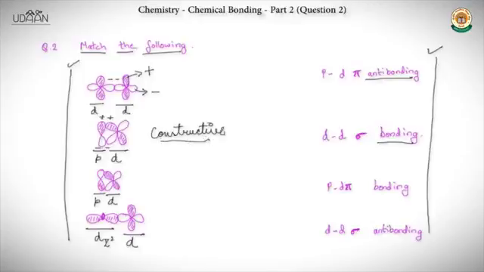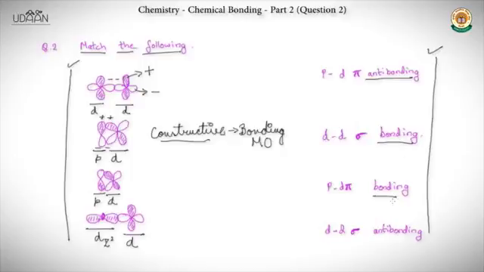So constructive interference means bonding or anti-bonding? Constructive interference means formation of bonding molecular orbital. So we have bonding MOs with constructive. So we now know that for the first and the second, the only options available are the second and the third on the other side.